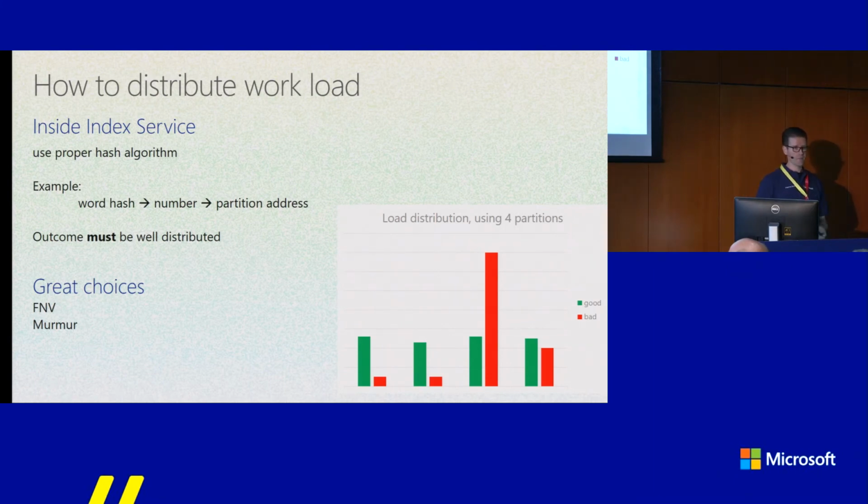There's one rule though. The outcome of the hashing algorithm must be very well distributed. You want to distribute the load. In my graph you can see 4 partitions. You want to make sure that you follow the green pattern and not the red pattern. Not all hash algorithms output the same random outcome for every word you put in. Some hashing algorithms have a bias towards positive numbers, for instance. You want to make sure that your hashing algorithm does not do that. Great choices here are the FNV hash or the Murmur hash.